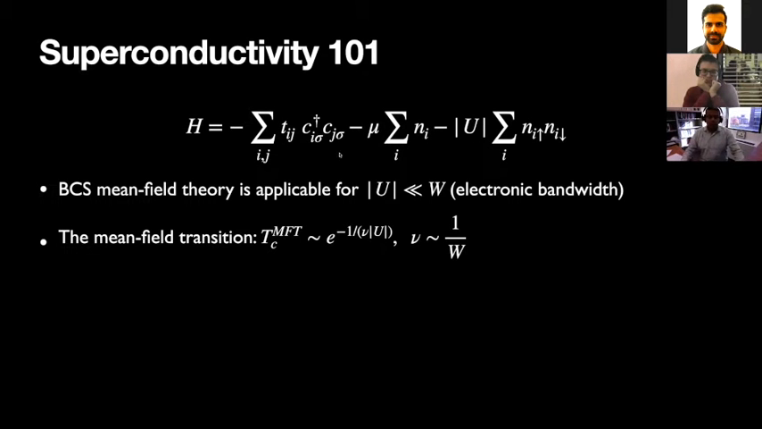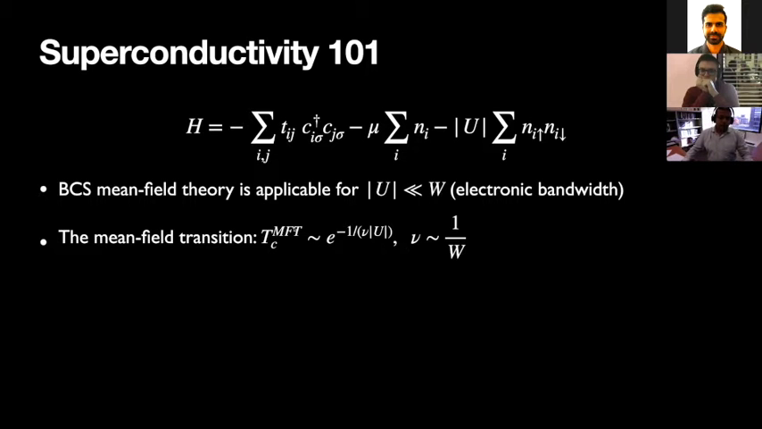Now, if I want to solve this problem, the problem can be solved reliably within BCS mean field theory, which is fundamentally a theory of weak coupling. When the strength of this attractive interaction is much, much smaller than the electronic bandwidth, which is set by these hopping parameters, you can really solve this problem at any arbitrary density. And this is what we usually do.